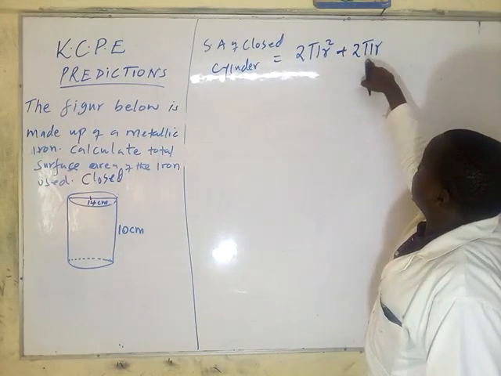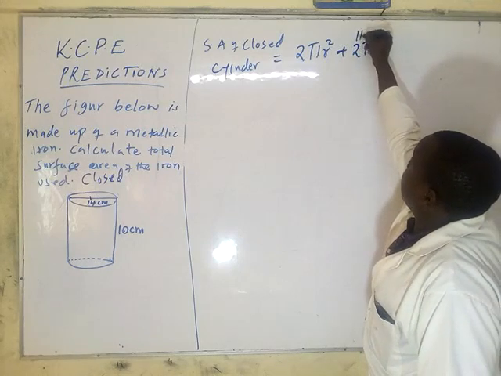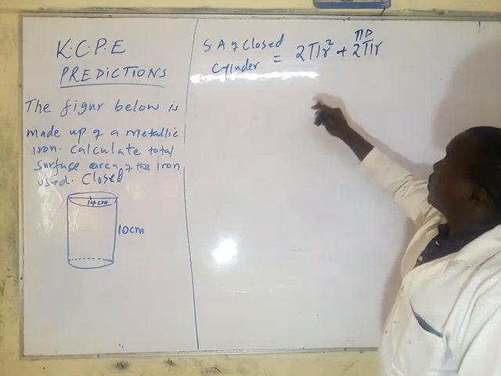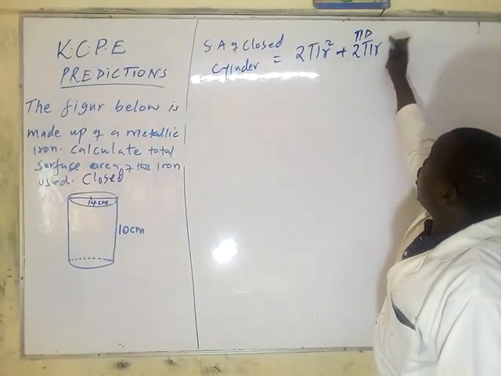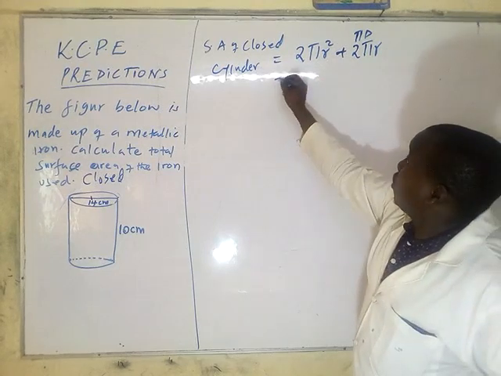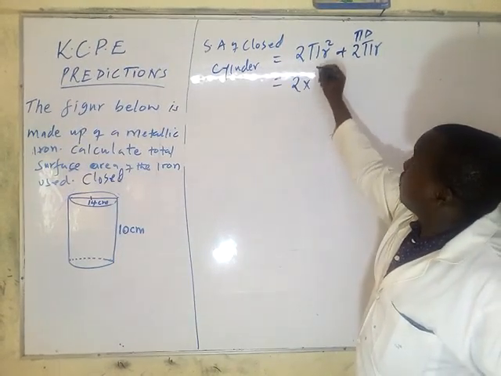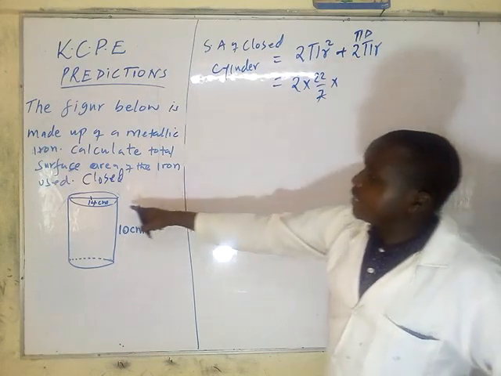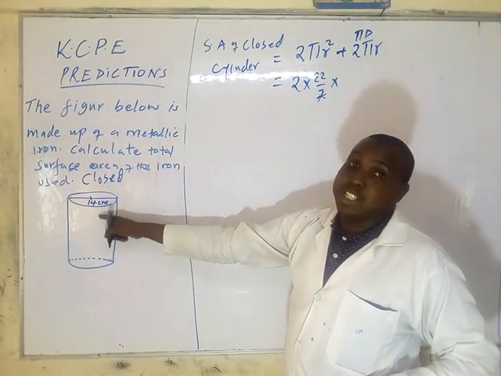You can also use pi d, which is the same as 2 pi r. So 2 pi d or 2 pi r. Once you have done that, you are set to go. So 2 times 22/7, that is pi, times radius. The radius here is 7 because the diameter is 14.